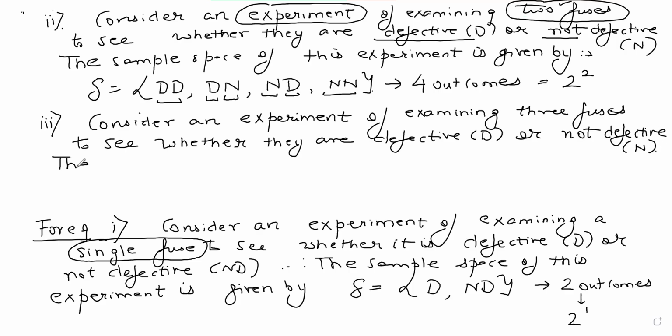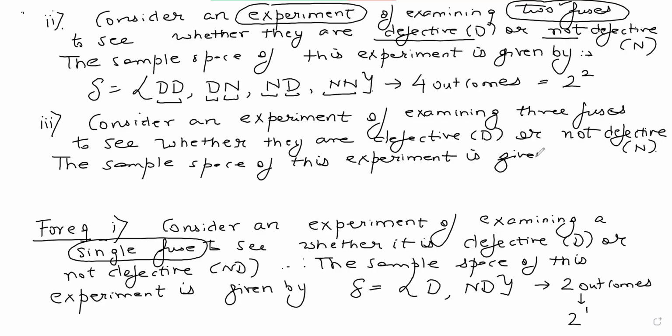So I can now write that the sample space of this experiment is given by. How many elements will it contain? How many outcomes should it contain? There are 3 fuses. So ideally it should contain 2 to the power 3, which is 8 outcomes. Let's look at all of them.